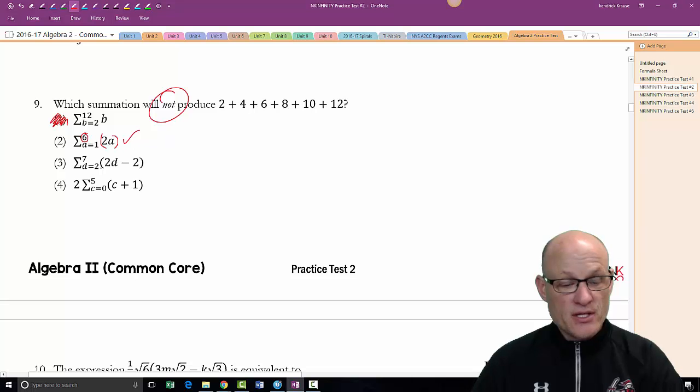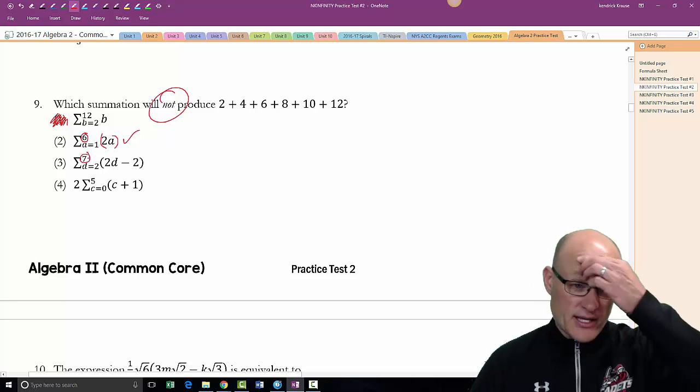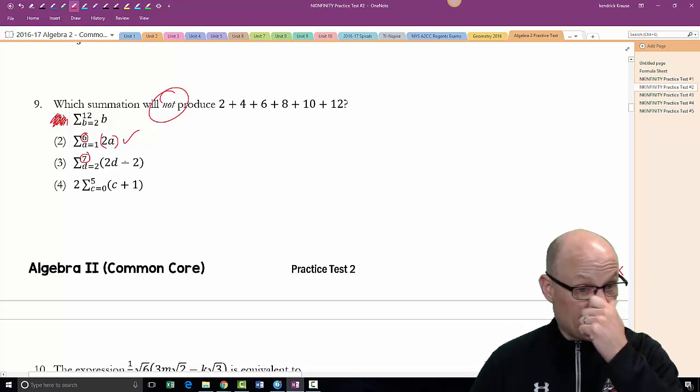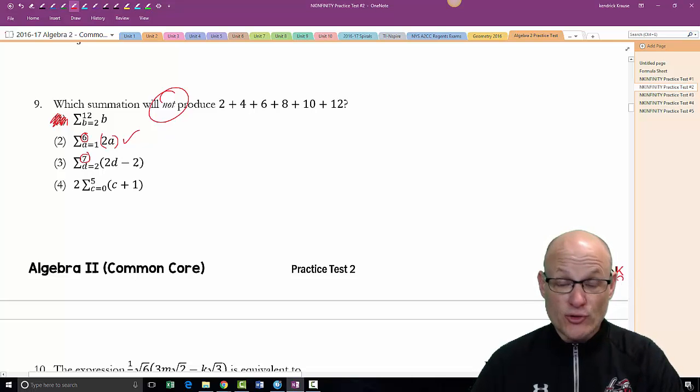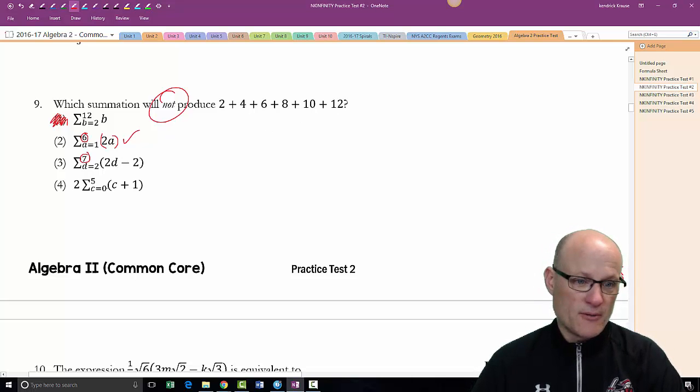So that one works. Again, in this one, I plug in 2. 2 times 2 is 4. 4 minus 2 is 2. If I plug in 3, 3 times 2 is 6. 6 minus 2 is 4. And plug in the last one. Check a first couple and then check the last one. Plug in 7. 2 times 7 is 14. 14 minus 2 is 12. So that would work as well. And plug in 0 to 5.